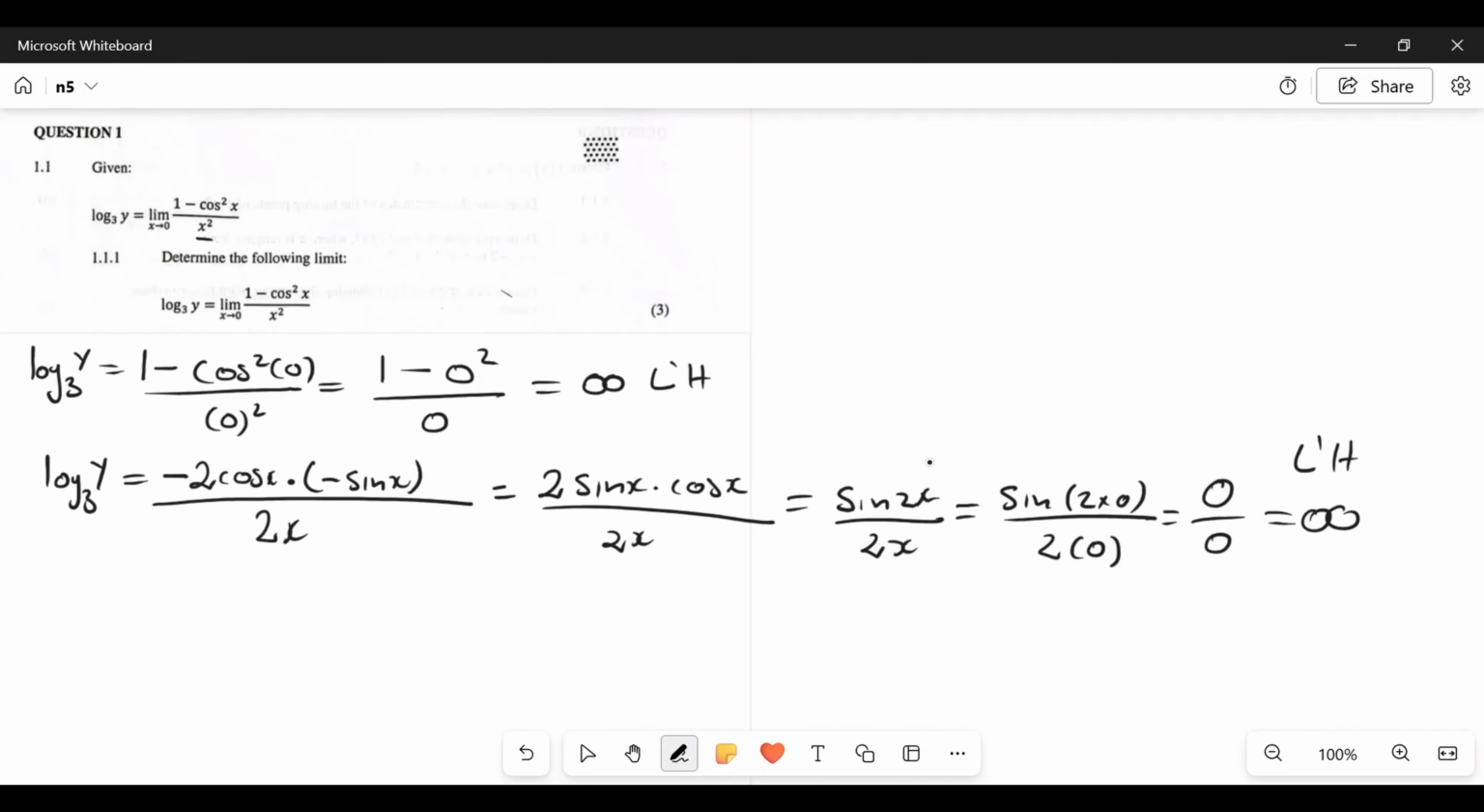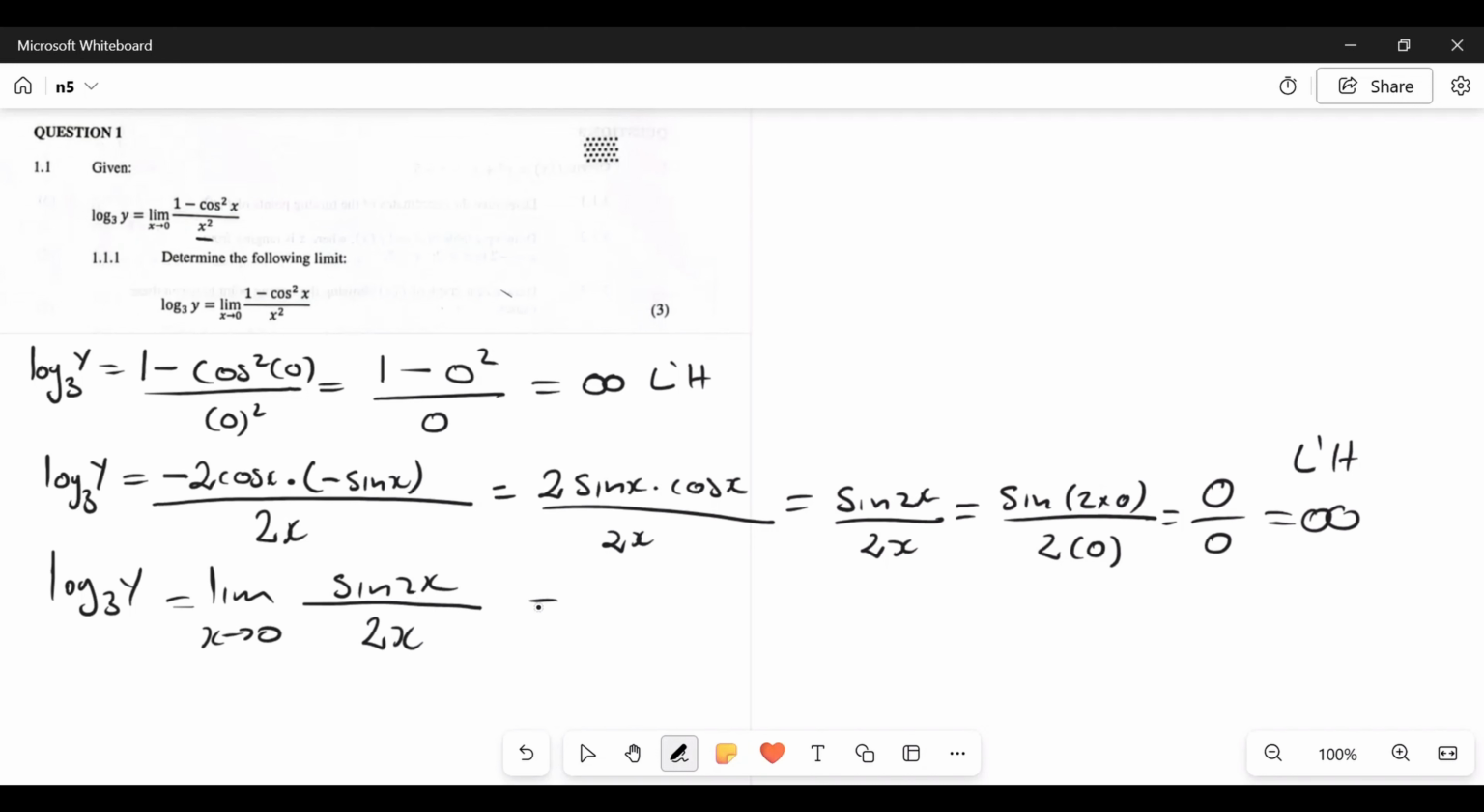Meaning we have to derive this part here, or you can derive from here. It really doesn't matter, but I think this one is much better. Okay, so let's continue. Now we still have log base 3 y, and then we can write the limit as x approaches 0, and then we have sine 2x divided by 2x.